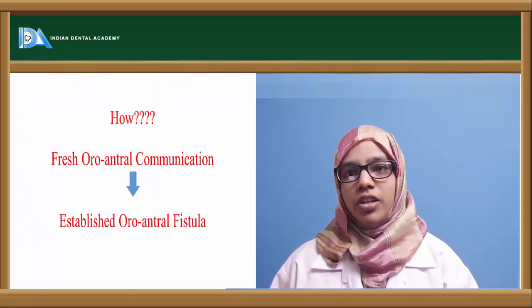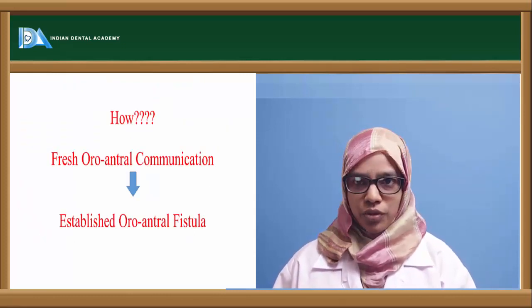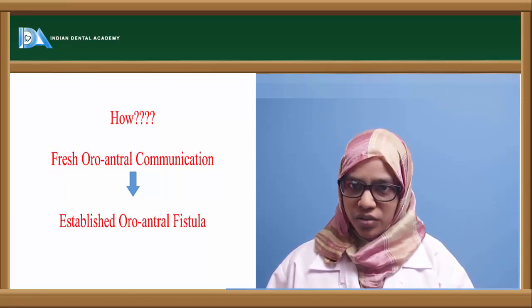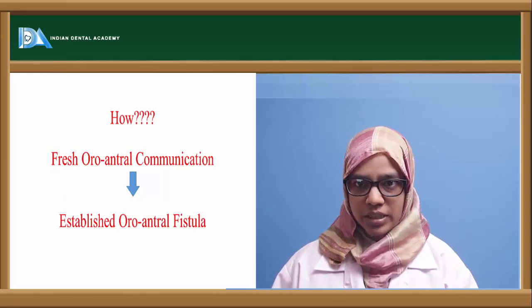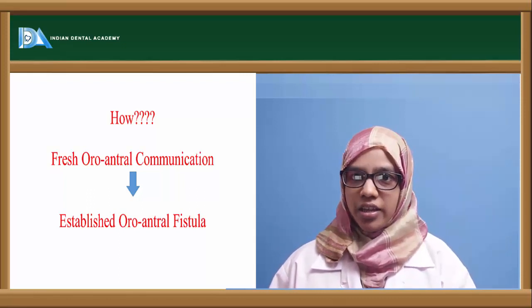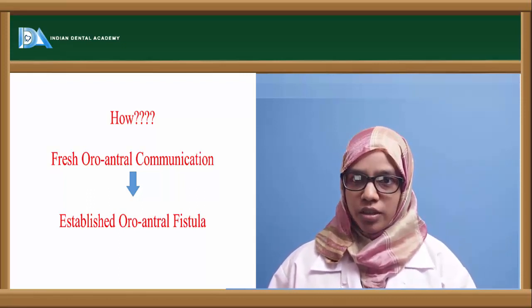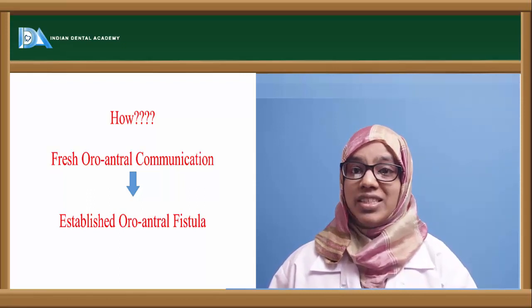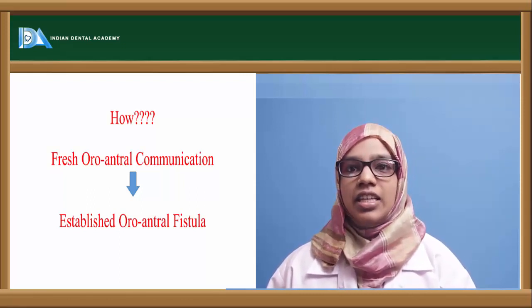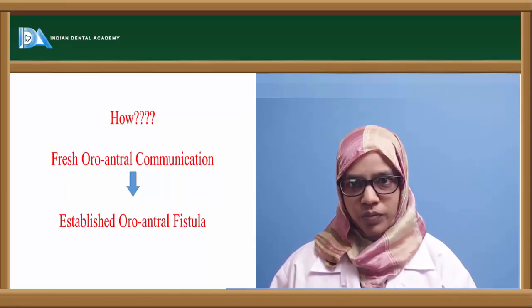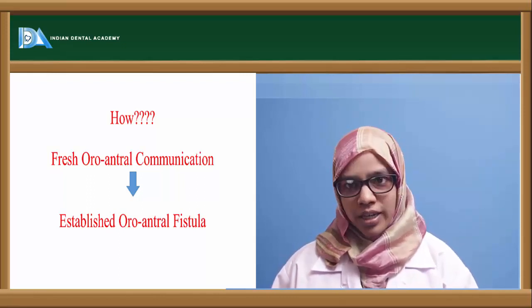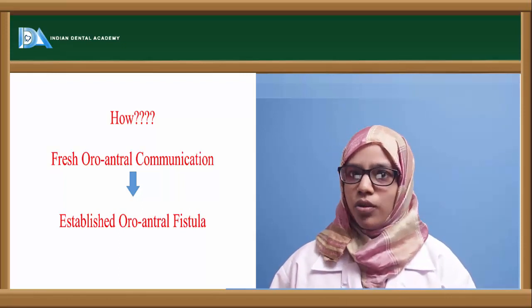Now, how does an oro-antral communication develop into a fistula? Whenever you do an extraction, you remove a root piece, or because of an infected implant, the periapical area, since it is very close to the nasal floor and very close to the maxillary sinus lining, the sinus lining is breached. When the sinus lining is breached, a clot is formed. Normally, the clot will organize and the opening is closed automatically.